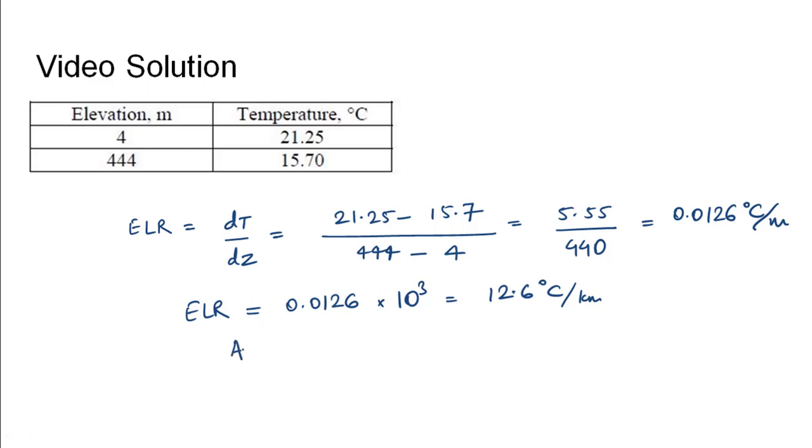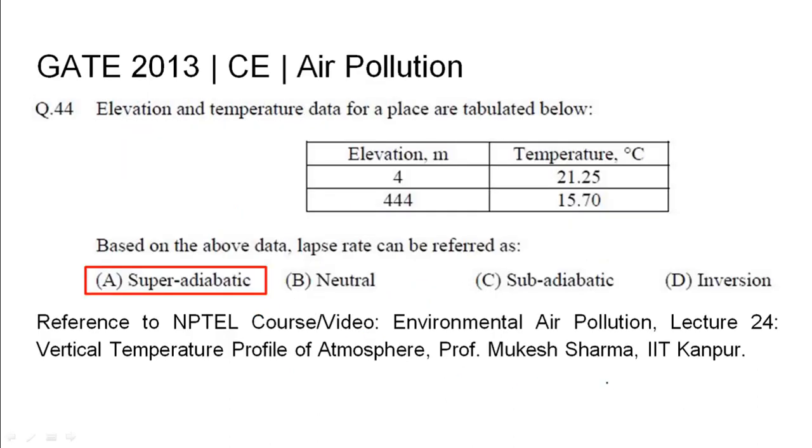As we saw in the previous slide, the ALR is given as 9.8 degrees Celsius per kilometer. Here we can see that the value of ELR obtained is greater than the ALR. So this indicates that the atmospheric profile is superadiabatic in nature. So based on the above data, the lapse rate can be referred as superadiabatic, which is option A. The relevant NPTEL reference has been listed.